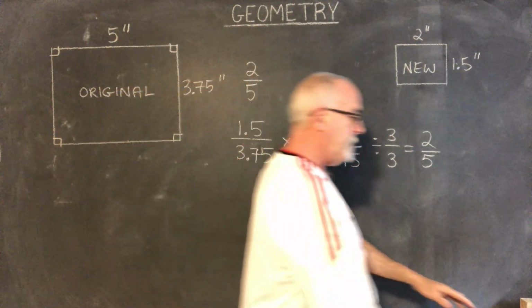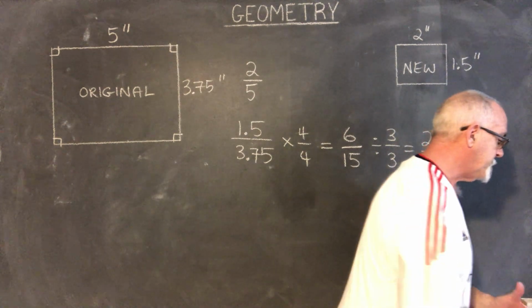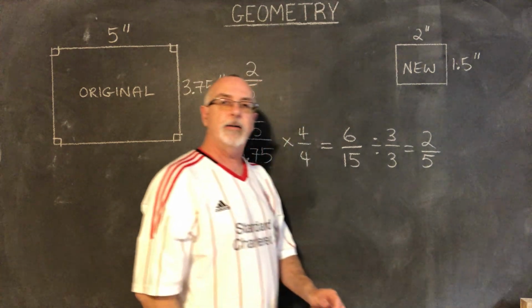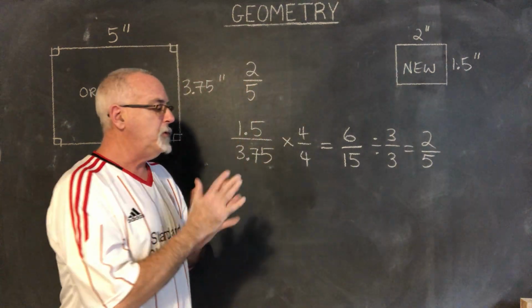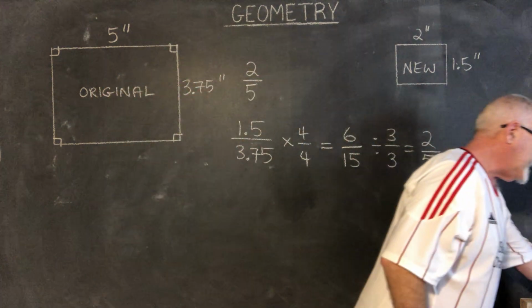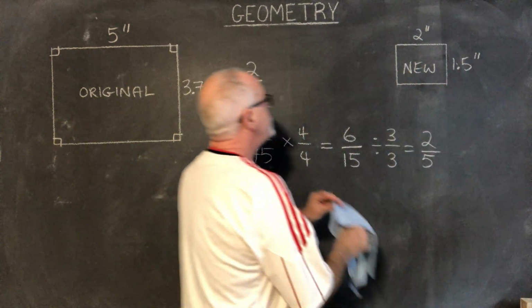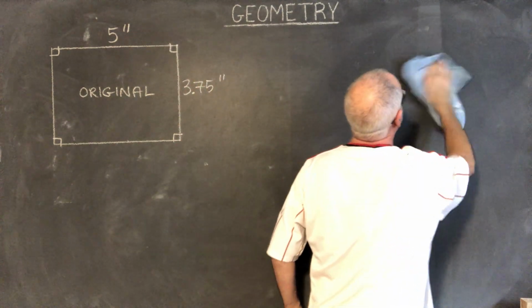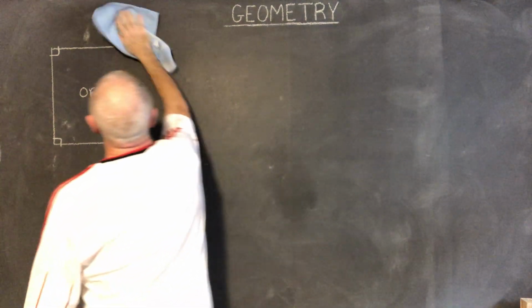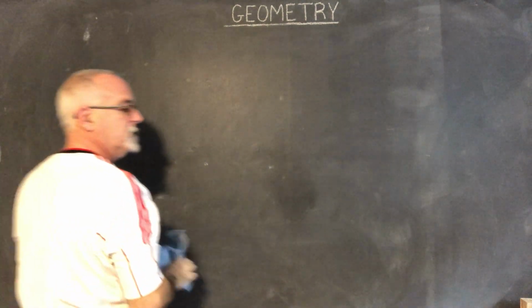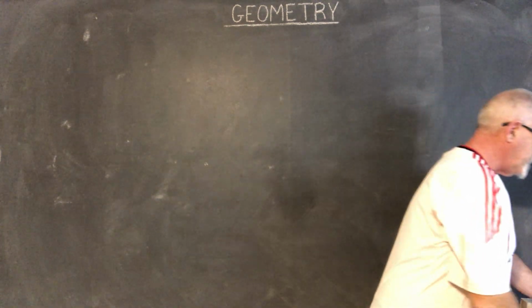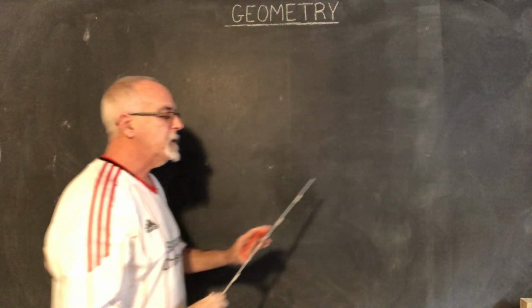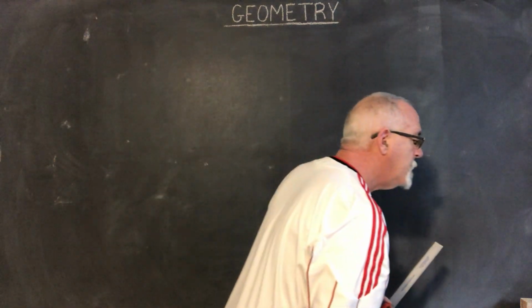So that's it for my rectangles. Let's do some other easy shapes. Squares. Squares are kind of cool with similarity. So let's get into that. Squares are convenient for me to make up questions, and I'll explain why. First, I'm going to draw a square.